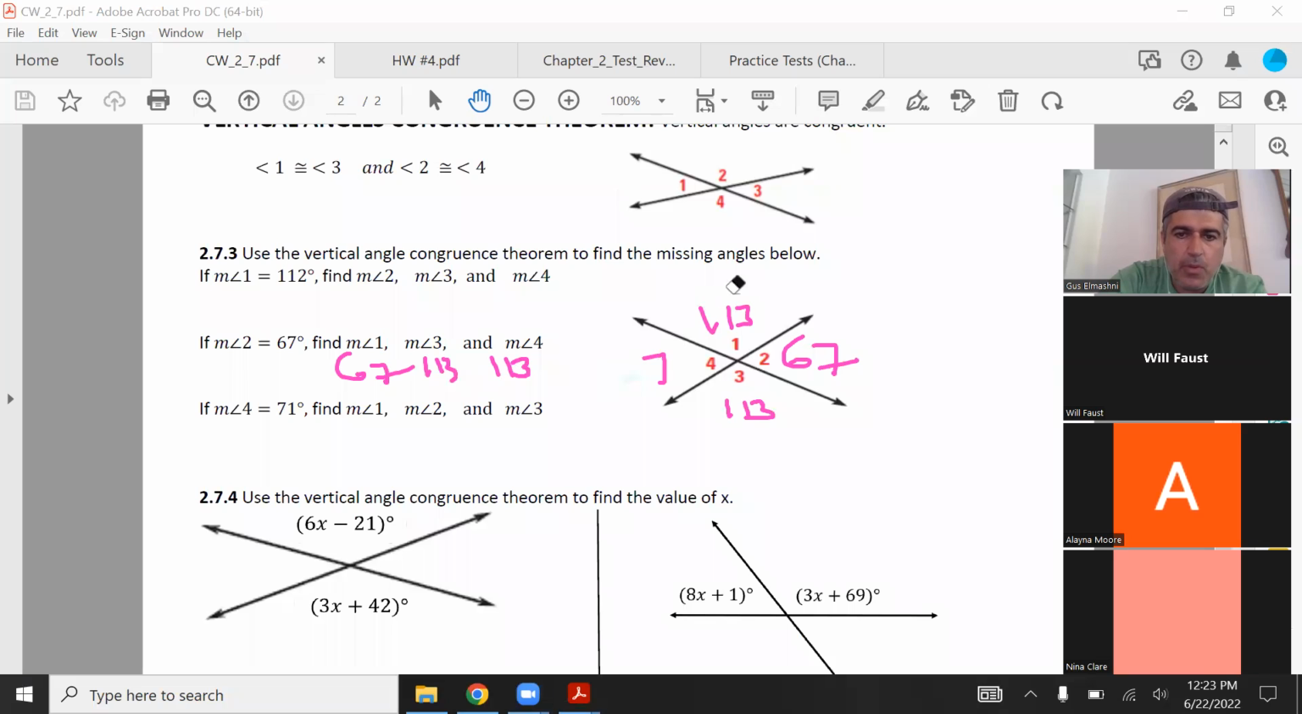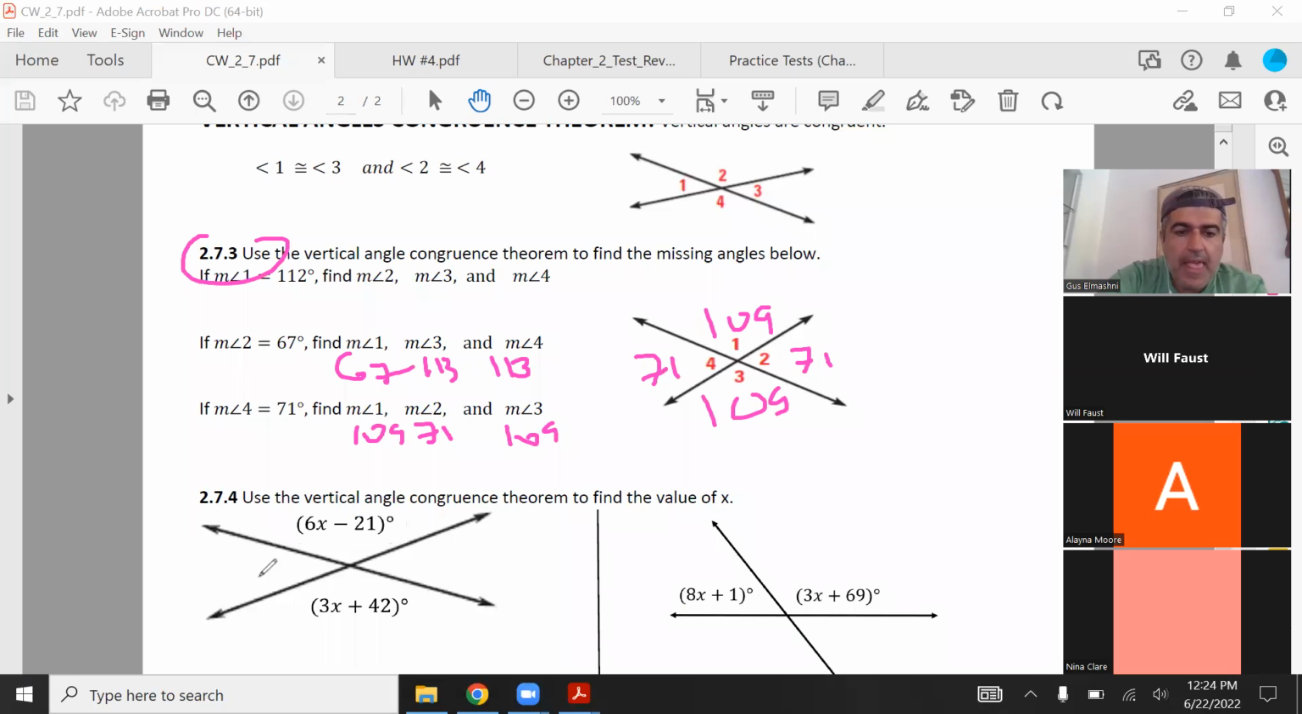But then what if you have a different value? Let's say that's 71, then that's 71. And that's going to be 109, 109. So because angles 1 and 4 have to add up to 180, angles 2 and 3 must also add up to 180. So angle 1 is 109, angle 2 is 71, and angle 3 is 109. Because 1 and 3 are opposite, 2 and 4 are opposite. So questions about that, about 2.7.3, those last two parts?